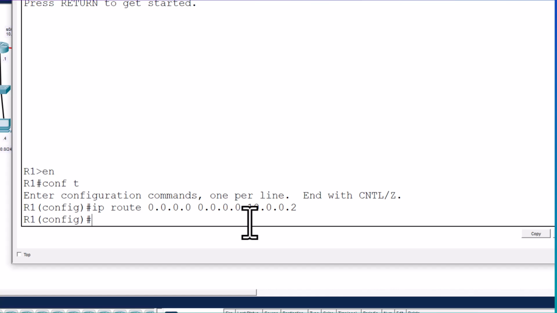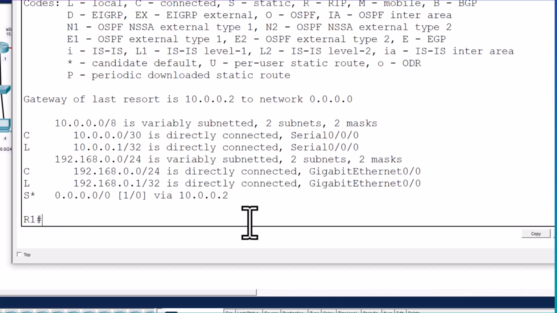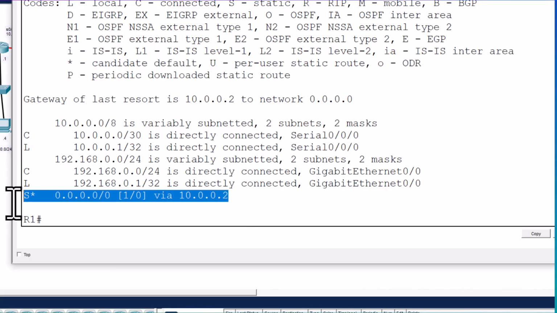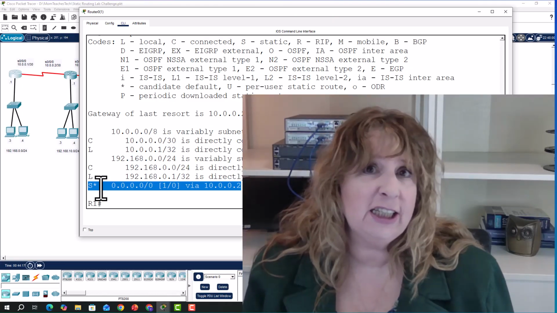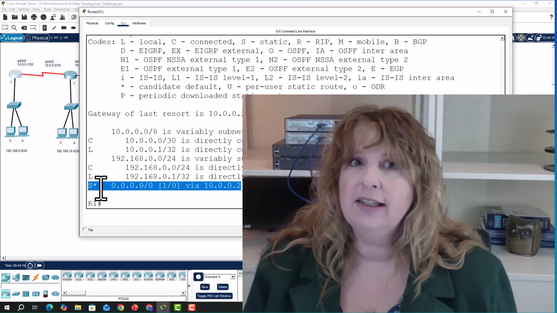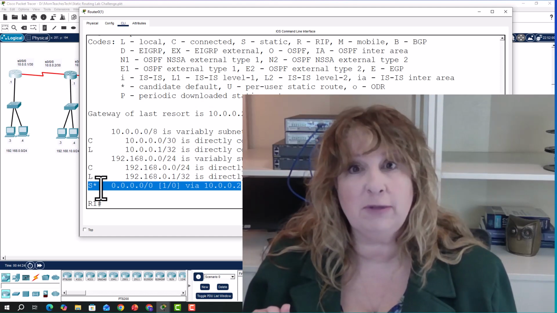All right, let's take a look at our routing table now. Oops, we can't just do that. We can exit and do show ip route. Here we go. And here's our static route right here that we just configured. There's no other static routes in this router. We didn't have to go through all that trouble. We just set up our gateway of last resort by configuring our static default route. What this means to the router is that any destination that it doesn't know about is going to forward packets to the next hop router that we specified.